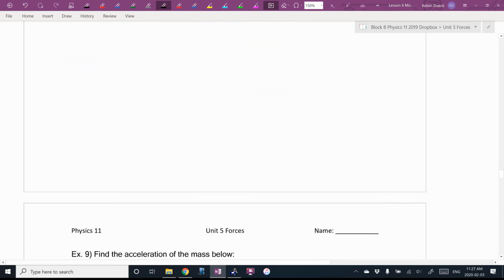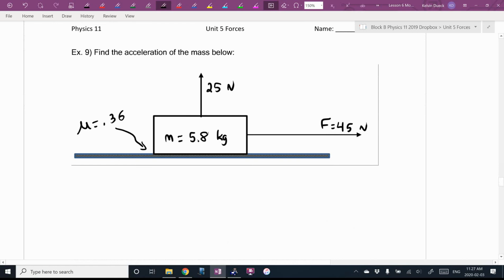Okay, last one. I like example 9. Example 9 is a great question. I am going to ask you on your test, I'm going to give you an applied force, I'm going to include friction, and I'm going to give you an extra vertical force, either lifting up like in this question, or pushing down, and I'm just going to say, find the acceleration.